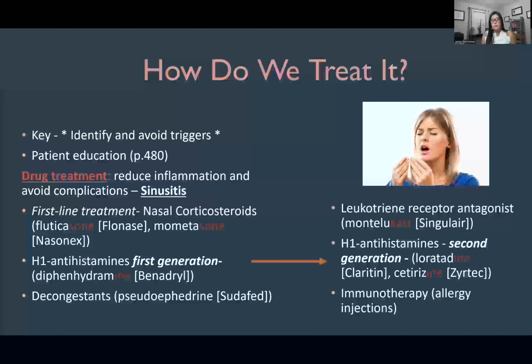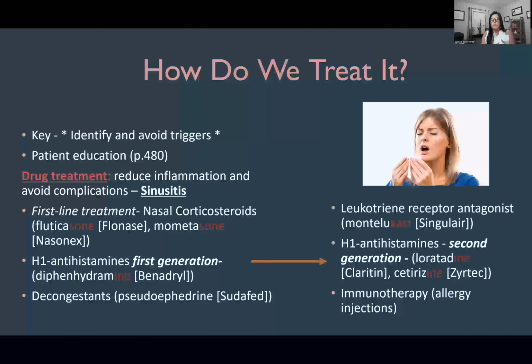So the first line of treatment is nasal corticosteroids. They end in "-sone": fluticasone or Flonase. You can buy this over the counter. You also have mometasone, like Nasonex, and you just do your nasal spray a little bit, maybe once or twice a day, and you combine it with an antihistamine. An antihistamine basically is telling the immune system, stop these histamine triggers that you're sending to me. And so it blocks them.